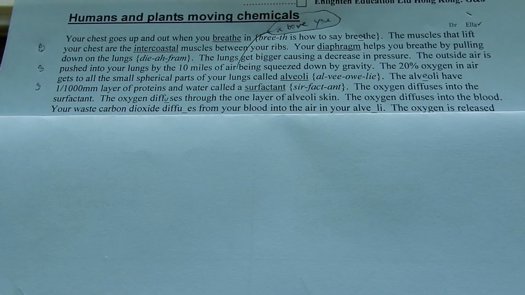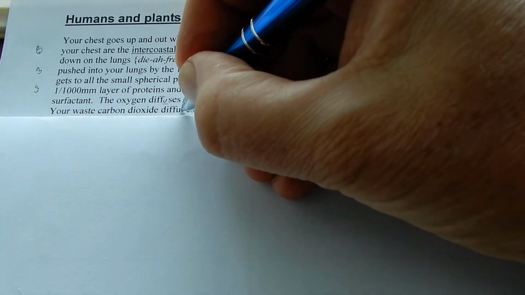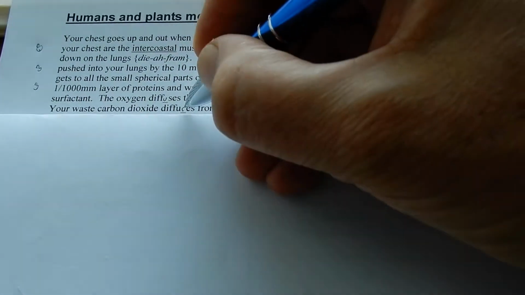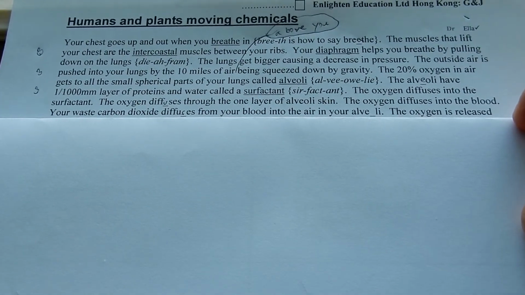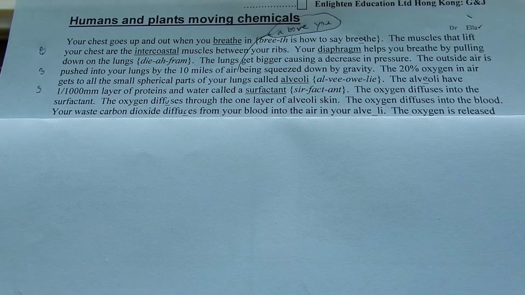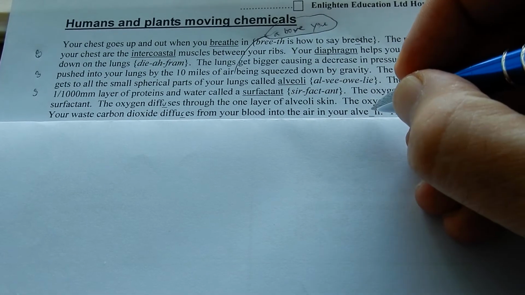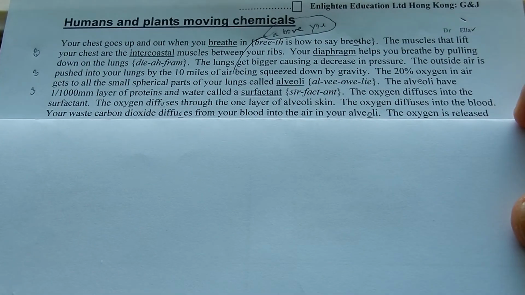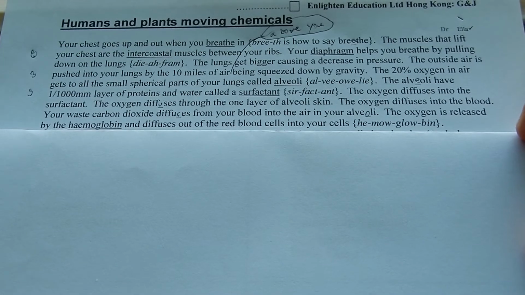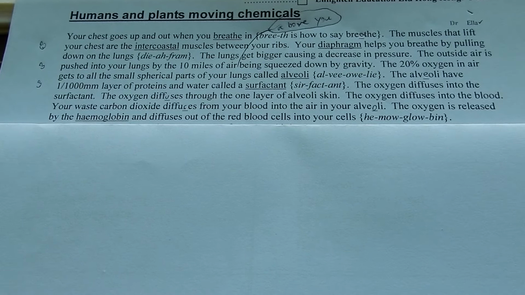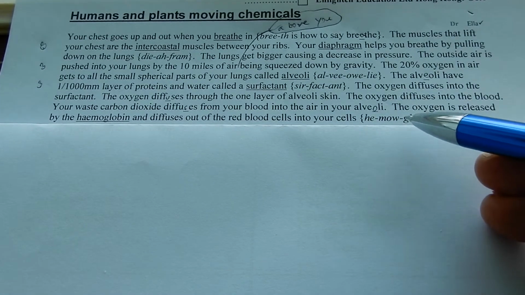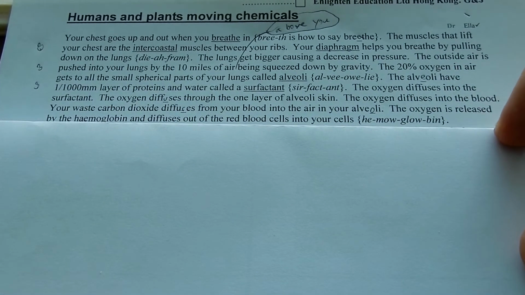Your waste carbon dioxide diffuses out from your blood into the air in your alveoli. The oxygen is released by the hemoglobin and diffuses out of the red blood cells into your cells.